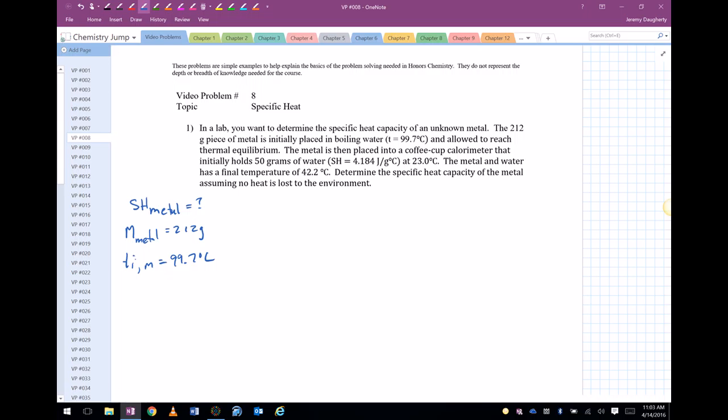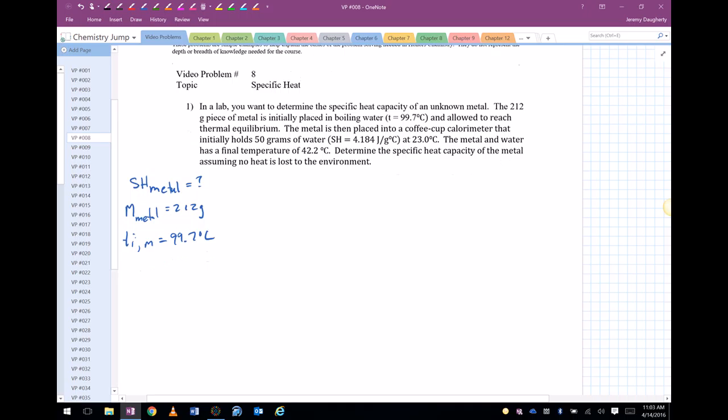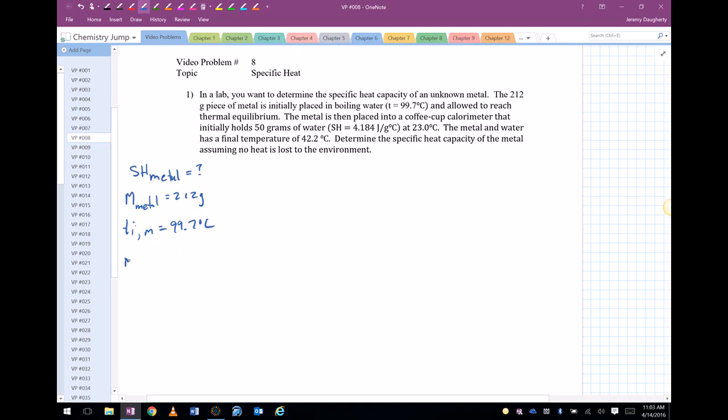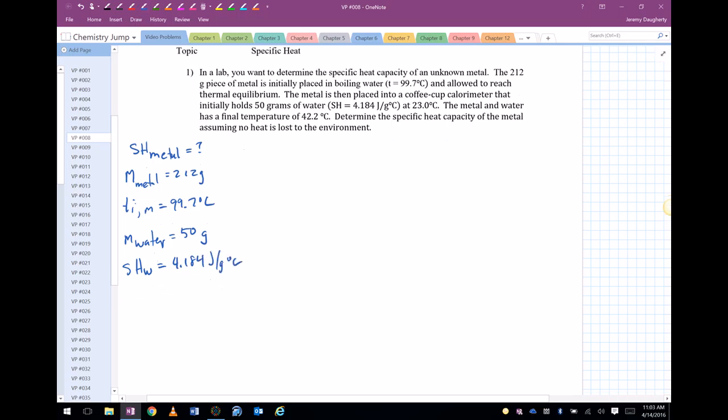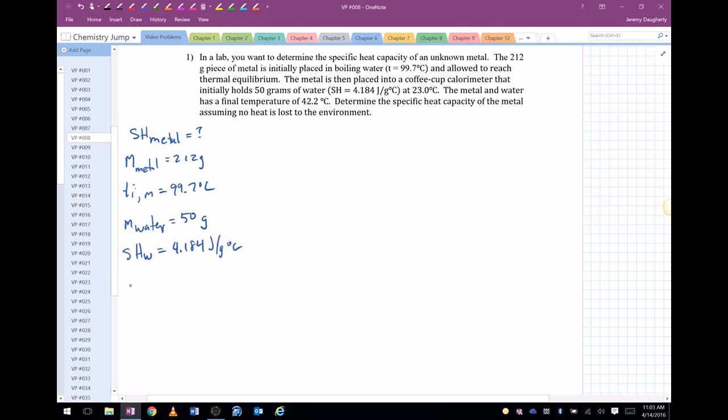The metal is then placed into a coffee cup calorimeter that initially holds 50 grams of water, so the mass of the water is 50 grams. The specific heat capacity of the water is 4.184 joules per gram degree Celsius. And that's the initial temperature of the water, so the temperature initial of the water is 23 degrees Celsius.